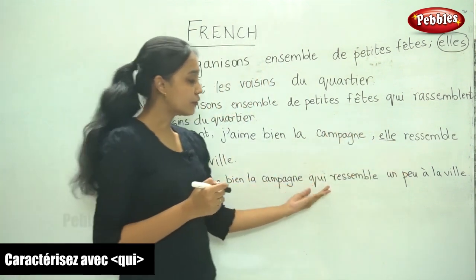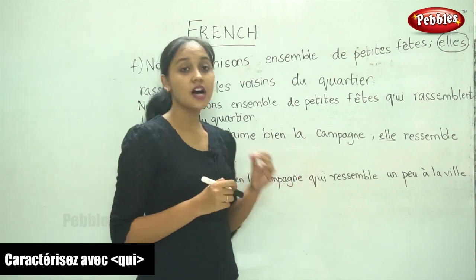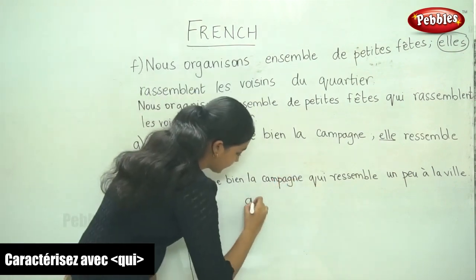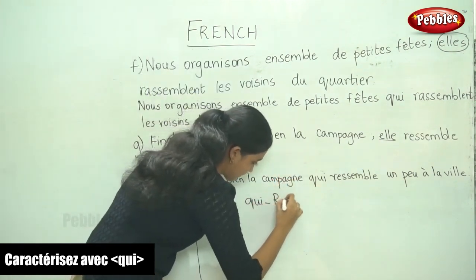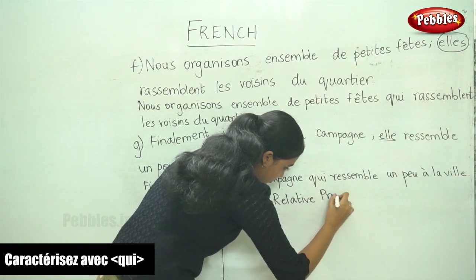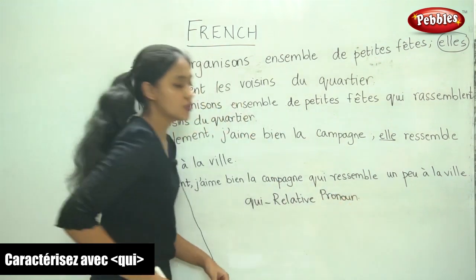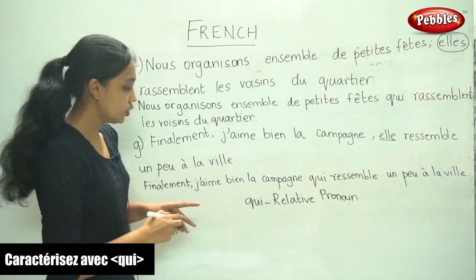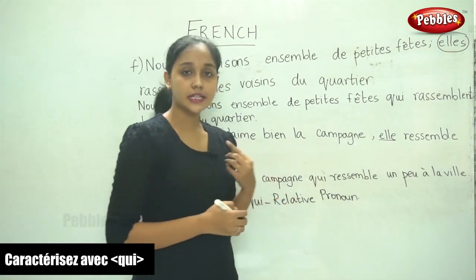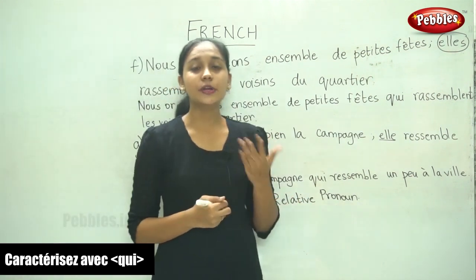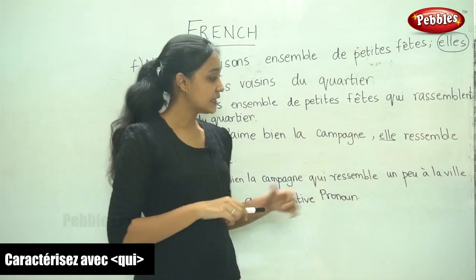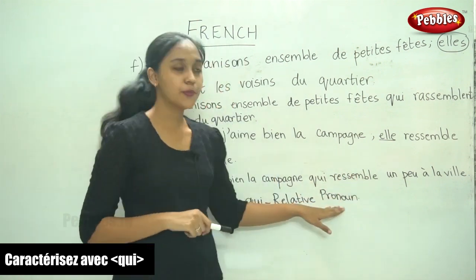So the function of qui in these sentences is a relative pronoun. A relative pronoun. So, first of all, what is a pronoun? A pronoun is a word used to replace a noun. So, if a noun keeps repeating, if a subject keeps repeating, we use a pronoun.